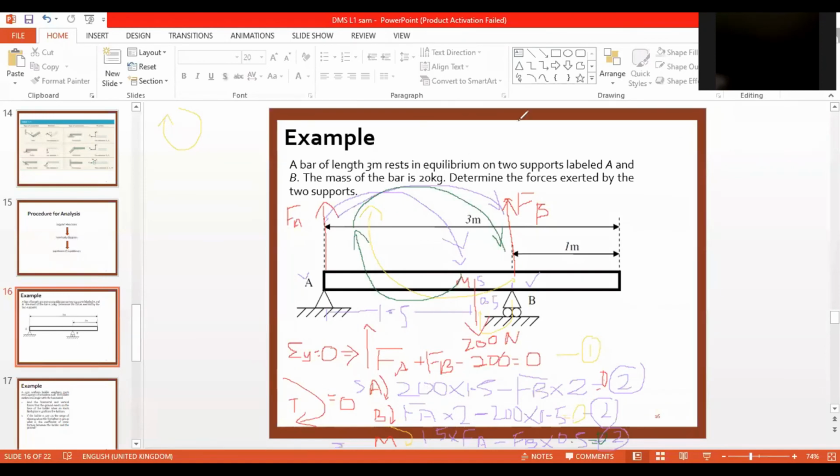If I take the first equation, equation A, that is 200 into 1.5, which is equal to 300. So 300 minus 2FB is equal to 0, so 300 is equal to 2FB. In a similar way, for B also, I will solve this: FA into 2, that is 2FA, minus 200 into 0.5 is equal to 0. So 200 into 0.5 is equal to 100. So 2FA is equal to 100.